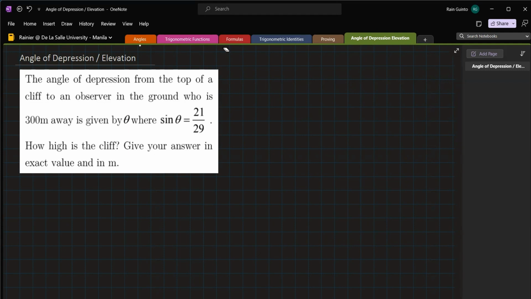Let's start. Let's draw our diagram first. So we have a cliff, and we have an observer here. Then the angle of depression from the cliff towards the observer is equal to theta. Then that would mean that this would also be equal to theta. And sine theta is equal to 21 over 29. So we now have our diagram. So what are we going to do?